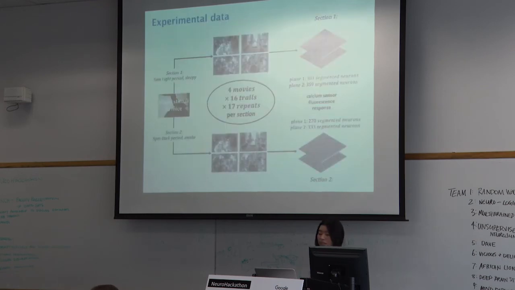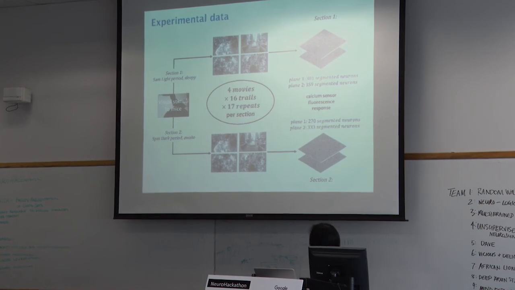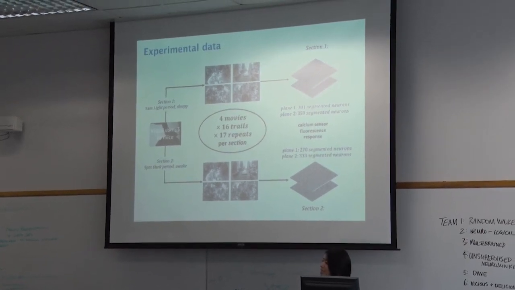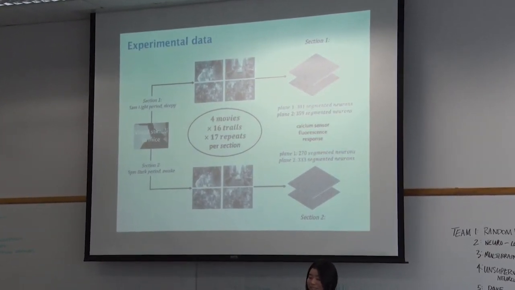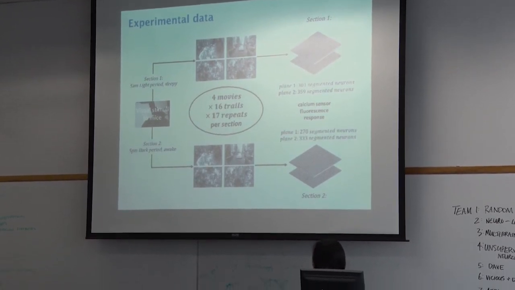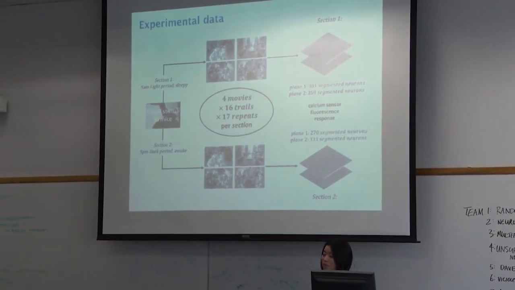First, let me briefly explain the experimental data. This experiment presents visual stimuli to mice. It's conducted in two different sessions. The first one is 5 a.m., which is said to be a light period, so the mice are sleepy at that time. And at 5 p.m., the mice are in the dark period and awake, so it's the opposite of human beings.